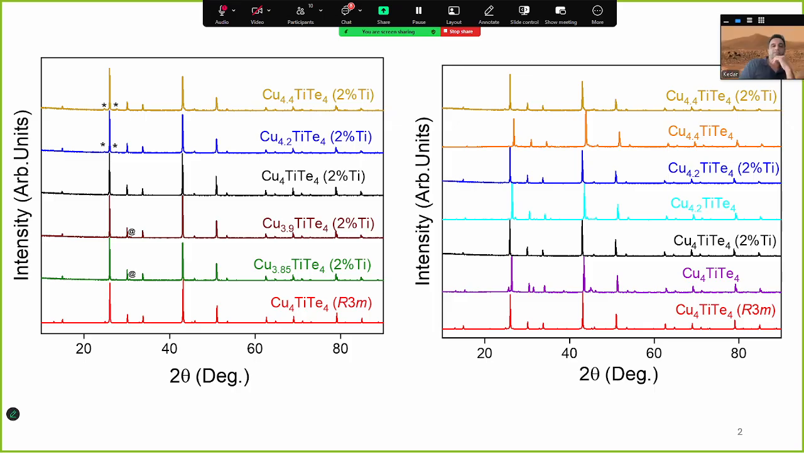Just cold press the powder. Actually, this should be enough. No need to cold press, because this is already solid, pelletized already. There are some voids inside, but it doesn't matter.